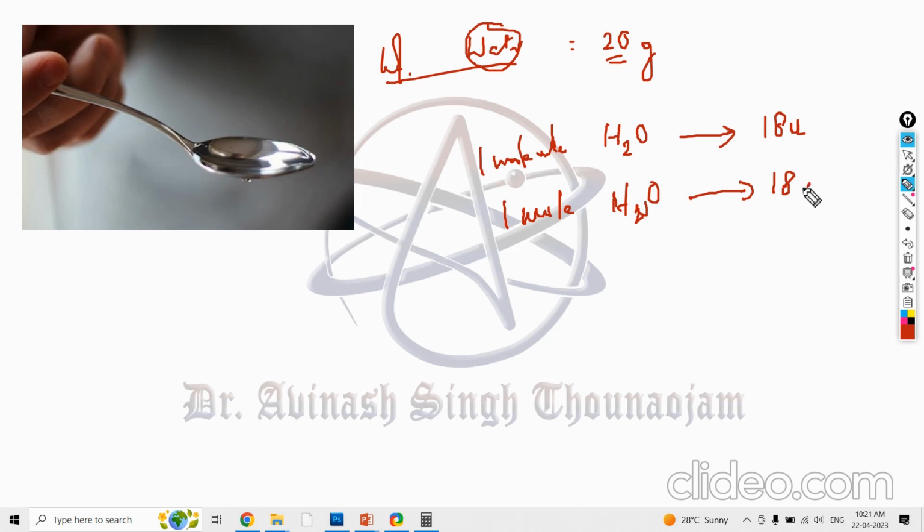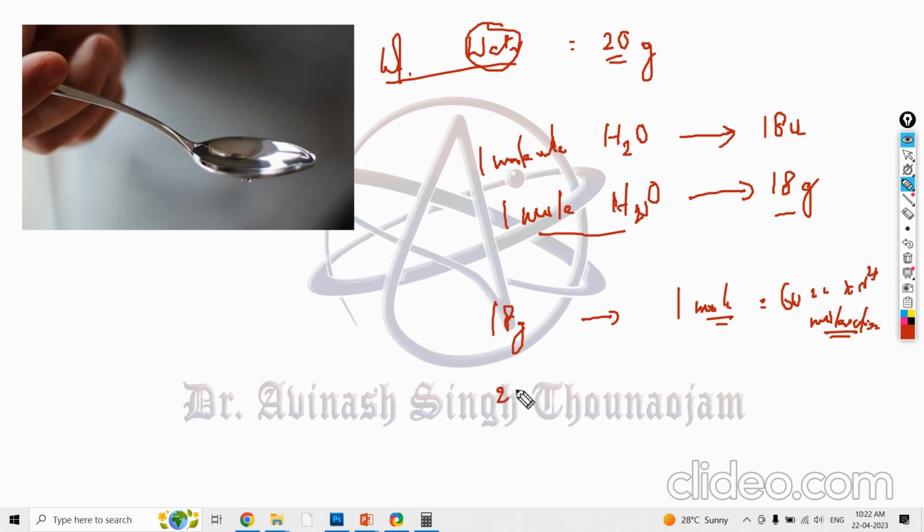18 grams. So 1 mole of water is 18 grams, or rather if you take 18 grams of water, it contains 1 mole of water, which means 6.022 into 10 raised to 23 molecules of water. So please remember, differentiate between these two, moles and molecules.